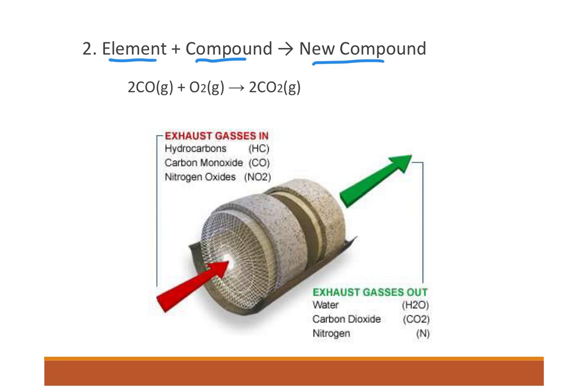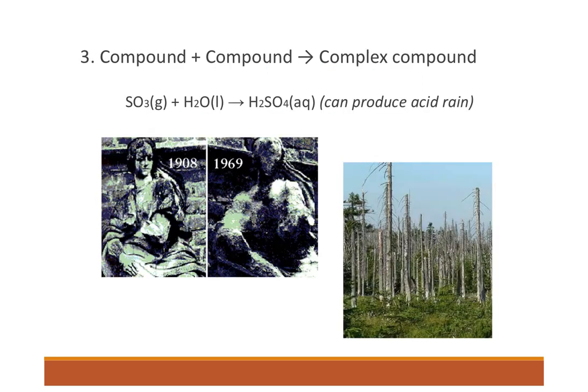In your car, you have a catalytic converter, which is what this illustration is showing, where the carbon monoxide that is produced by the ignition of gasoline reacts with oxygen, again from the air, to produce carbon dioxide, which is not a great gas, but it is not as poisonous as carbon monoxide, and so it is healthier for all of us all around. And then you can have 2 compounds combining to make a more complex compound.